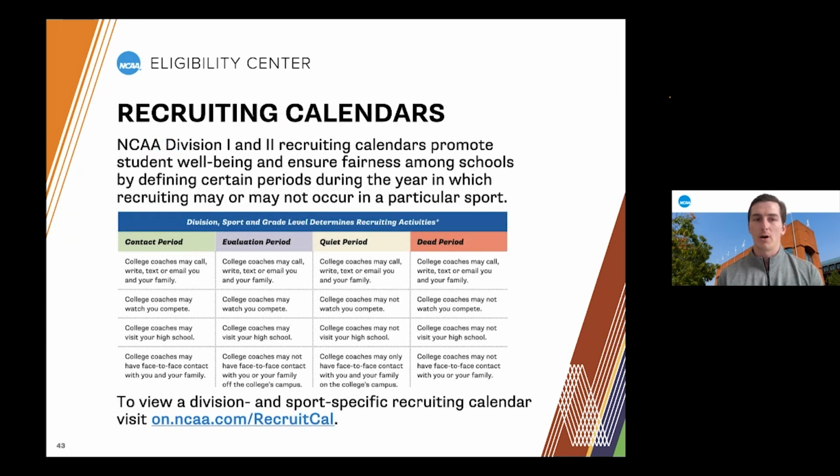A few slides ago, we talked about the recruiting calendar, when a coach can and cannot reach out to your student athlete. We call them contact period, quiet period, and dead period. If you want to go to on.ncaa.com/recruitcal, it is going to divide this up by division and by sport of when that coach can and cannot reach out to your student athlete, when your student athlete can and cannot visit the school's campus. So again, please visit that website, on.ncaa.com/recruitcal. And again, it will divide it by sport and division your student athlete is interested in playing.